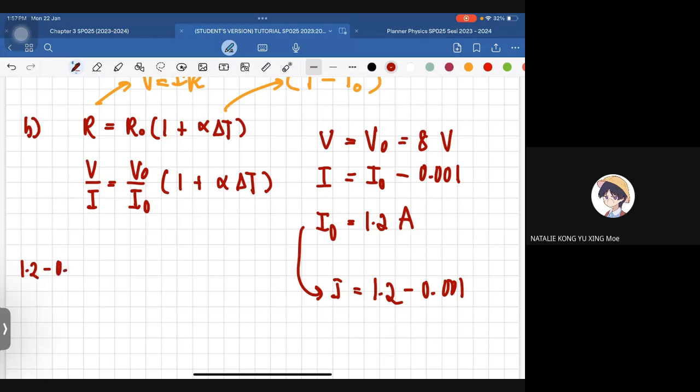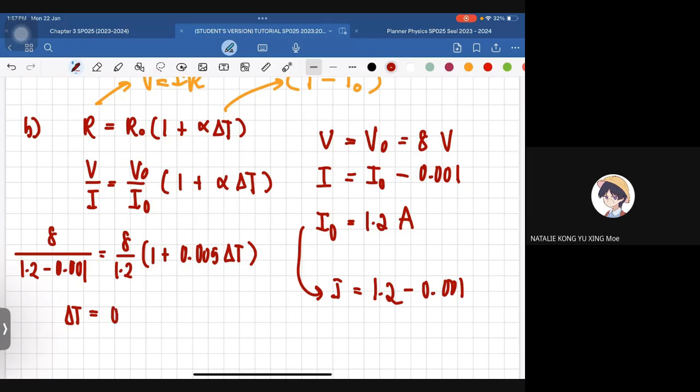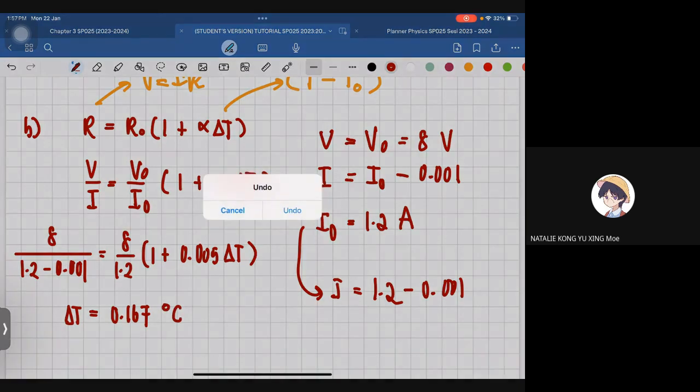1.2, 0.001, 8, 1.2, 1 plus 0.005. Lepas tu yang ini ada delta T. Delta T yang kita mau cari lah. So, kamu susun lah, lepas tu kamu substitute lah dalam formula, kamu akan dapat 0.167 per degree Celsius. Okay, boleh semua?